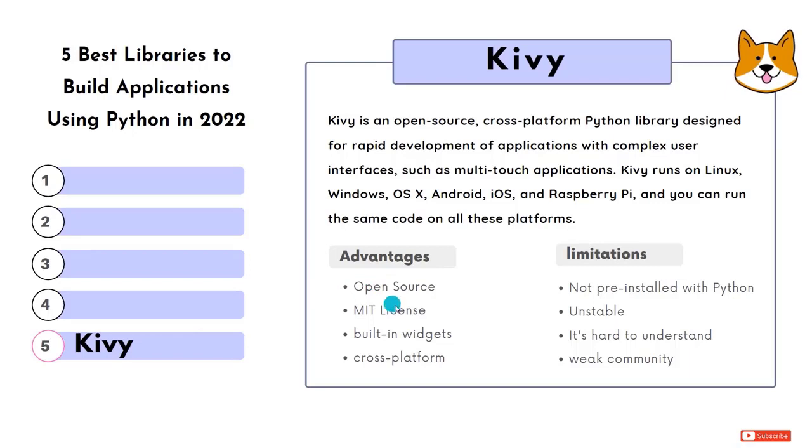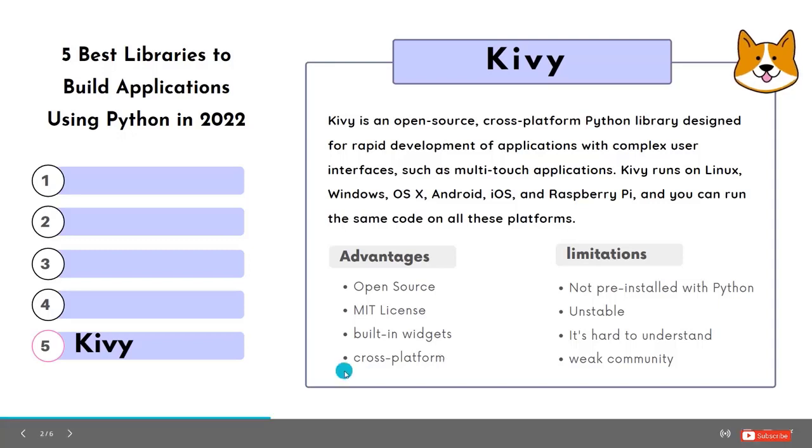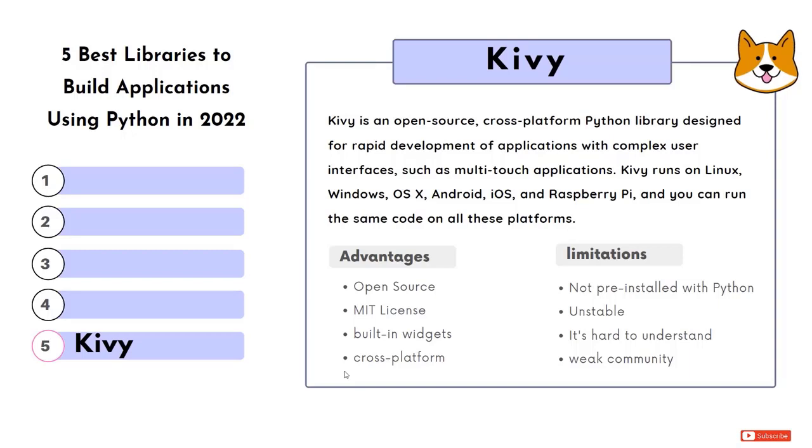When it comes to Kivy, here we have some cool advantages. It is open source, you can use it, and it is licensable, and it has some built-in widgets that you can just get from the Kivy library and you can create your own interface using those widgets. As I said before, it is a cross-platform library, means if you build a GUI application using this library, it will be pretty simple for you to run in any platform, any operating system.